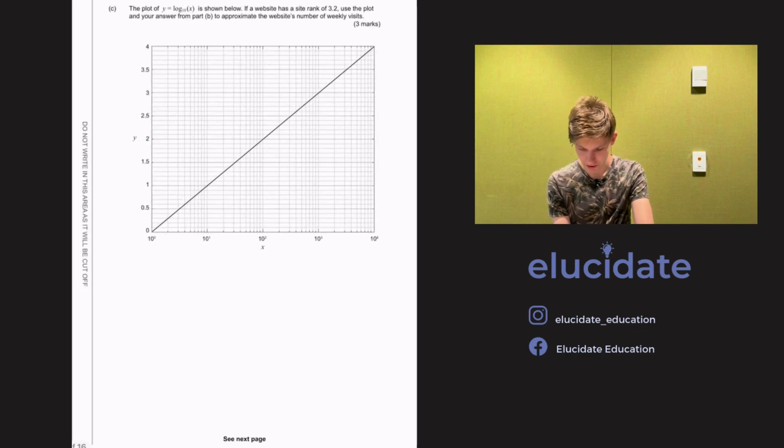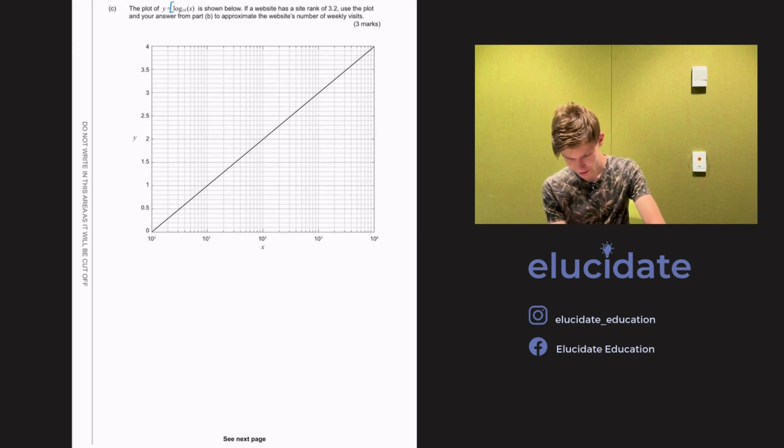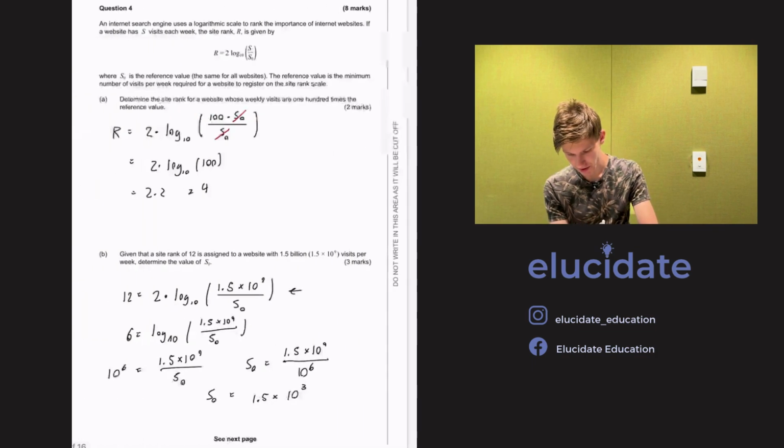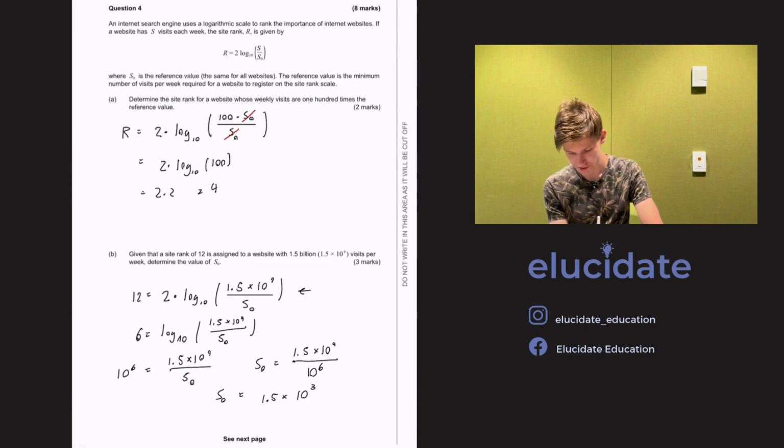Okay, we've got the plot now. If a website has a rank of 3.2, use the plot to approximate the website's weekly visits. Bear in mind that the equation we've got here is different from the equation we were presented with back here. So we're going to need to do some transformations on that value that we're given.